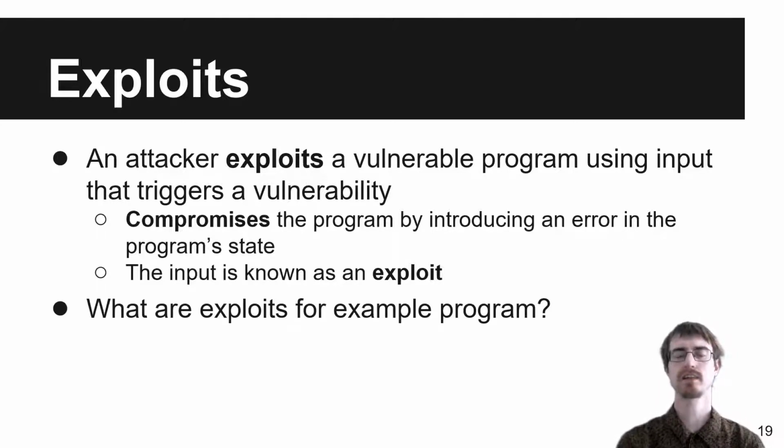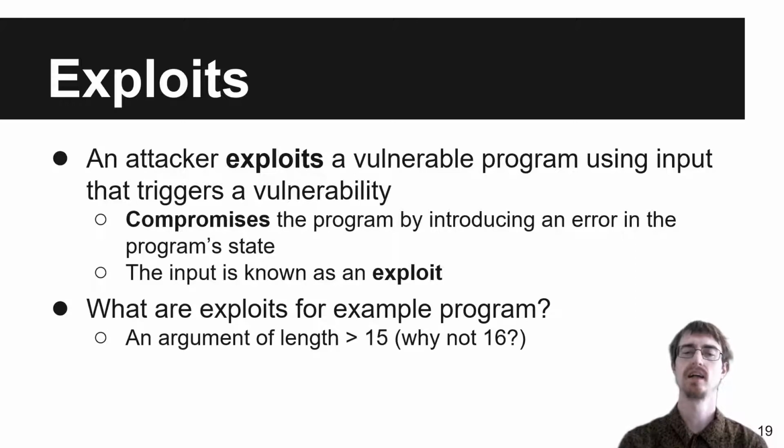So at this point, something is wrong in the program because of what the attacker did. Well, for the example program, what would be valid exploits? Again, please pause playback if you want to think about the answer. The answer is any argument of a length greater than 15. Now you might wonder, we had a 16-byte buffer, so why is the threshold not 16? Well, the reason is simple.